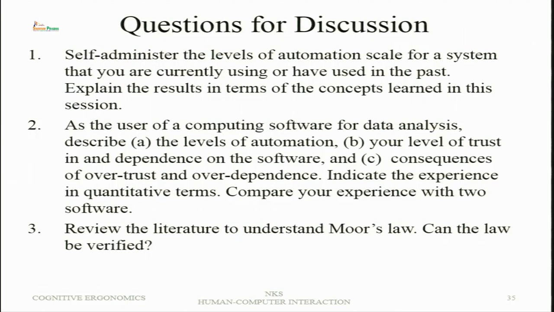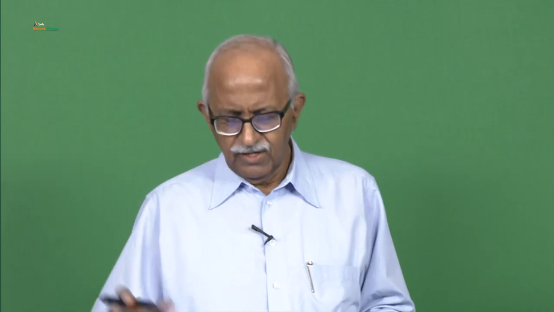Then consider your level of trust in and dependence on the software, and the consequences of overtrust and overdependence. What will happen if you had overtrust? Will you feel comfortable with that system, or will you feel satisfied with that system? All that can be indicated. If you want, you can use some measurement as we have discussed. Indicate the experience in quantitative terms, some value. Take any two software, and for each one of them, you repeat this and then compare. That way you can evaluate which system is more useful or usable.